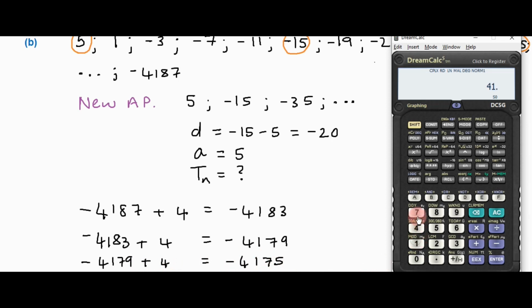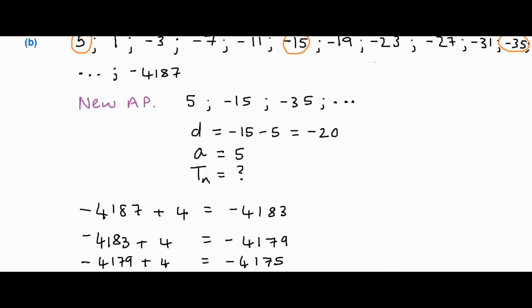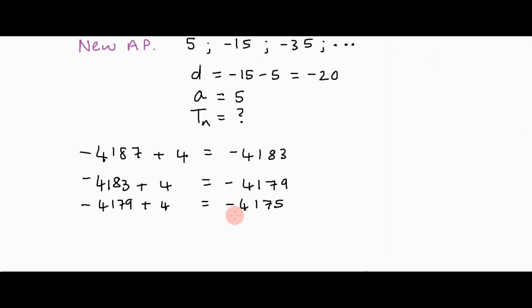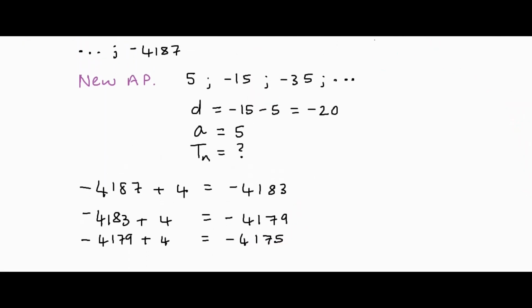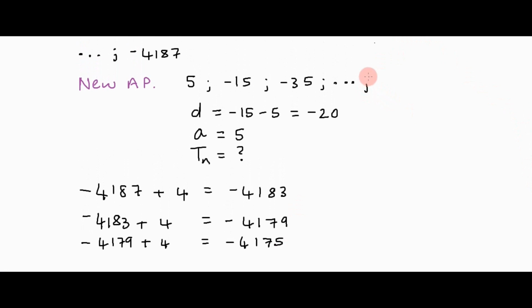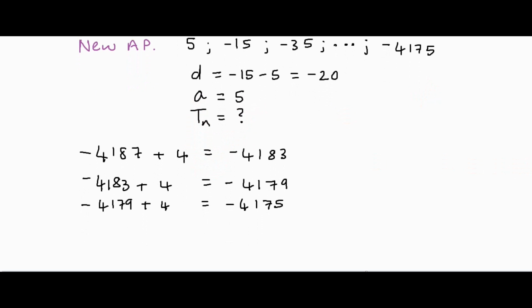So negative 4175 divided by 5, we do get an integer. So the last term in the original sequence divisible by 5 is negative 4175. So we can put it into the sequence here. Remember that we're trying to solve for T sub n, or rather we need a T sub n in order to find n.